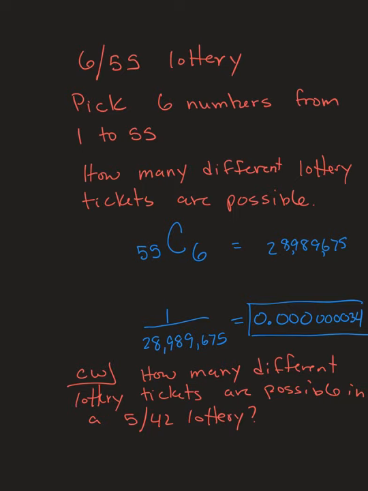All right, so it's a combination. The big group is 42 because there's numbers 1 through 42. We're picking 5, so I'm going to do 42C5 in my calculator. And I get 850,668. So not quite as many outcomes as last time, but still a lot.